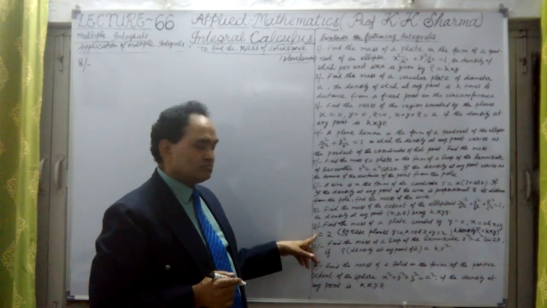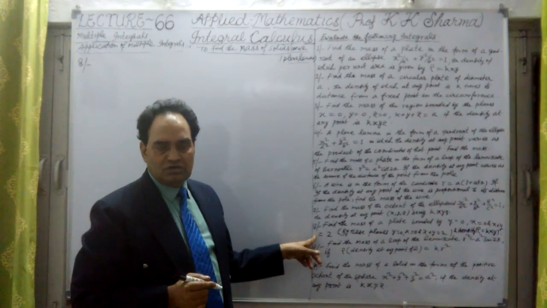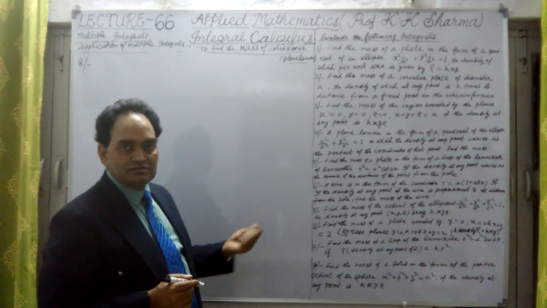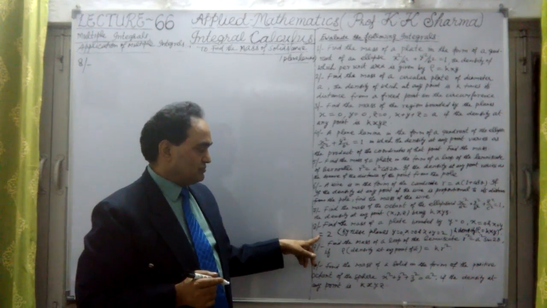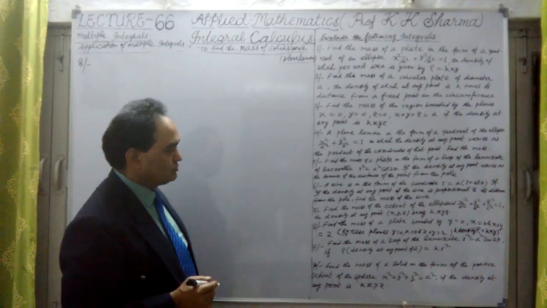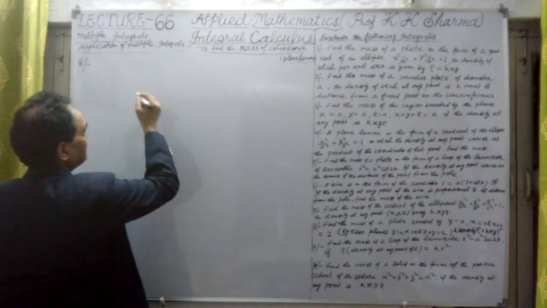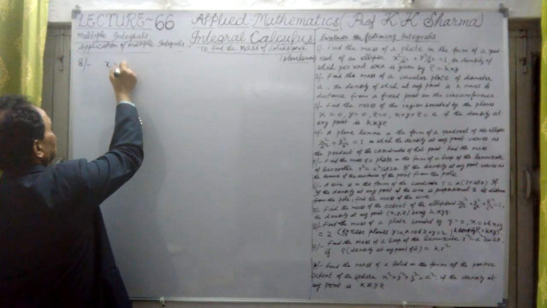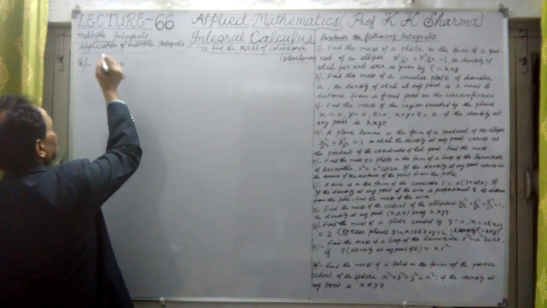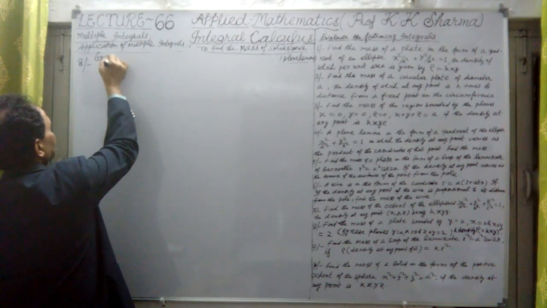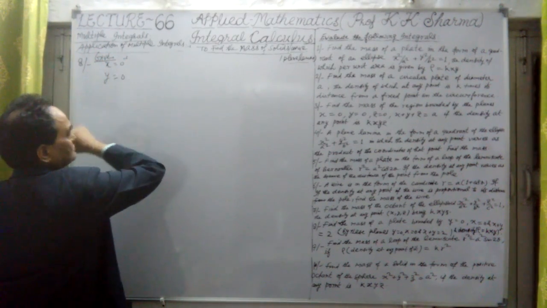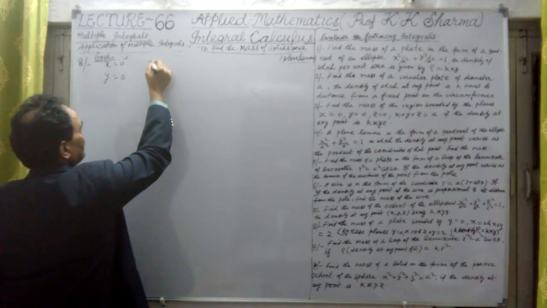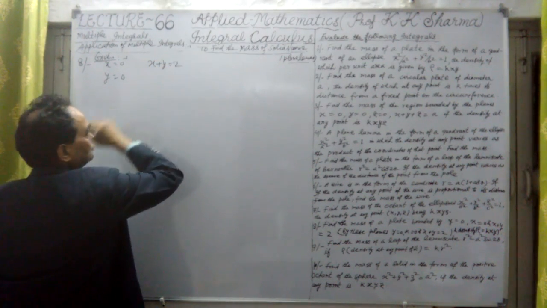The 8th question is again a plane lamina type, an area type of question where a 2-dimensional figure is given. Question number 8, let me draw the figure here. What is given to us? We are given x equal to 0, y equal to 0, and x plus y equal to 2.